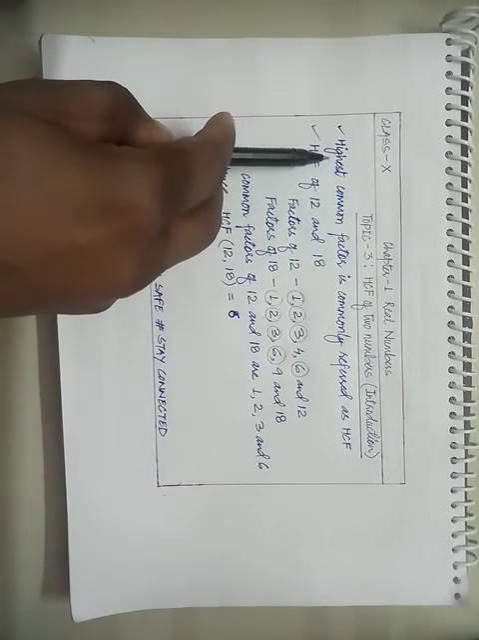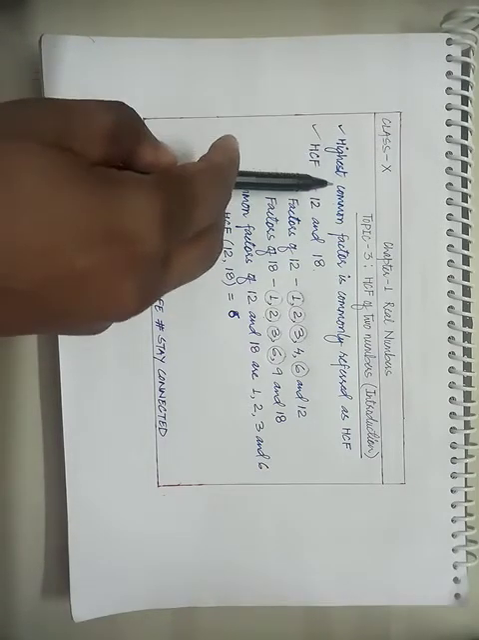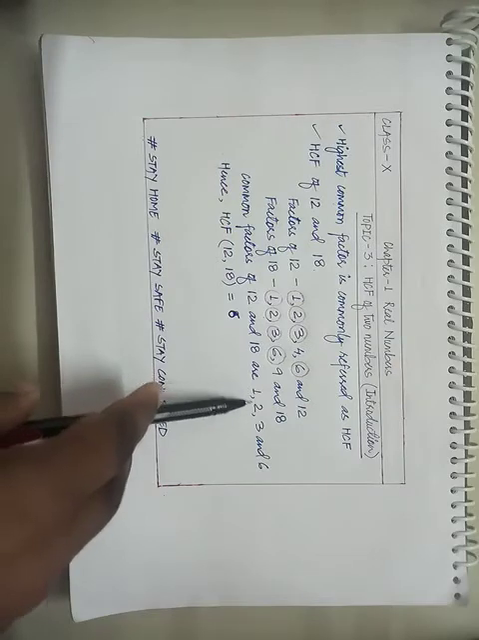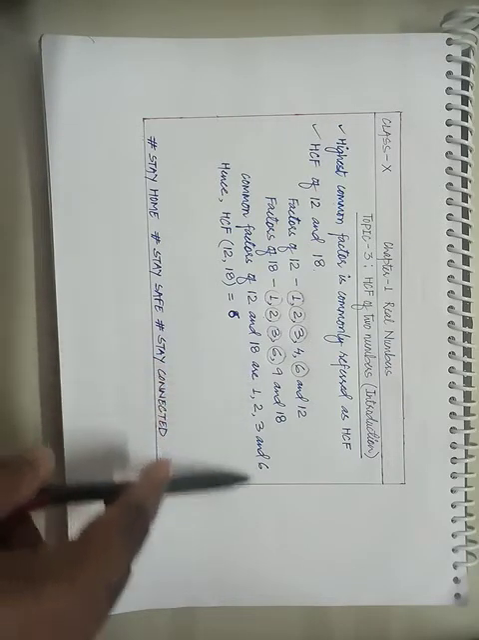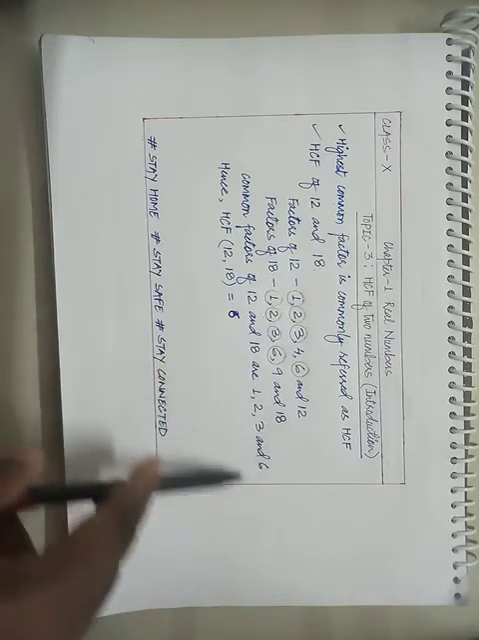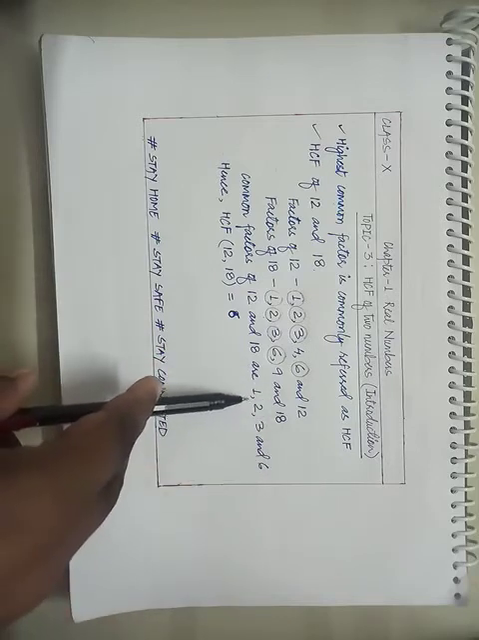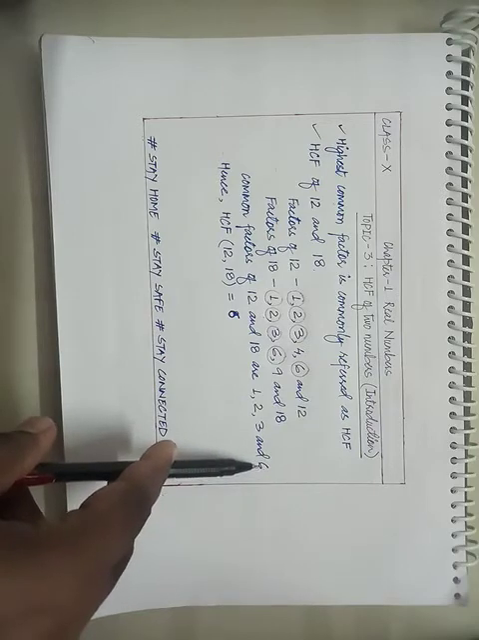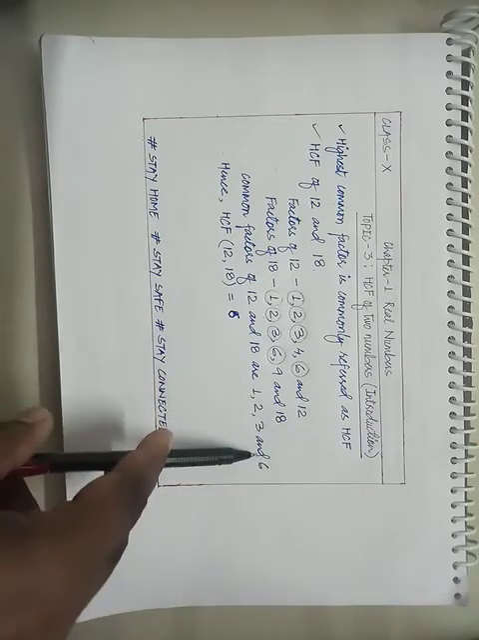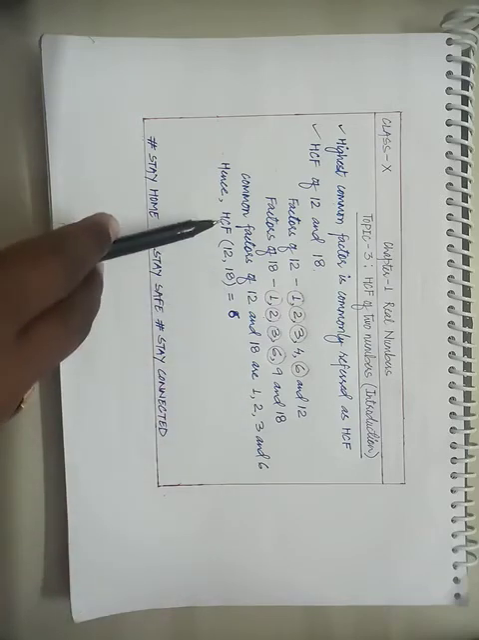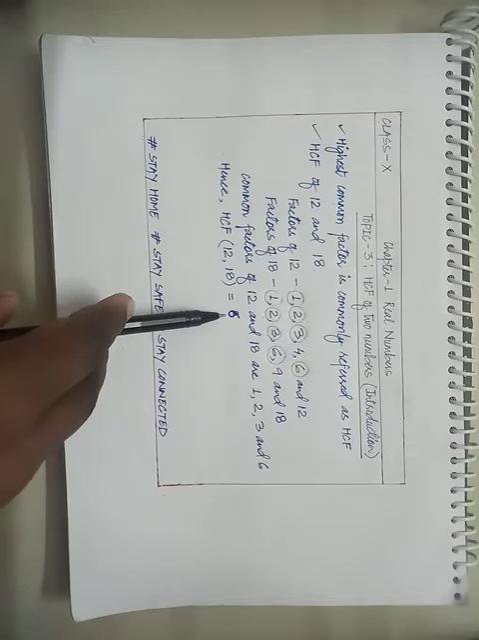Now the last word is highest. Now we will calculate the highest or the largest number among these common factors. So we can clearly observe that 6 is the highest or the largest number among these factors. So hence we can conclude the HCF of 12 and 18 is 6.